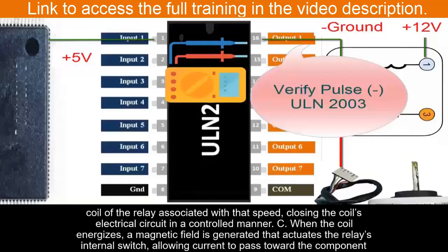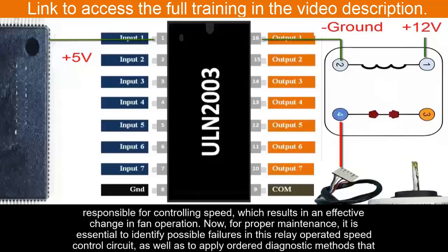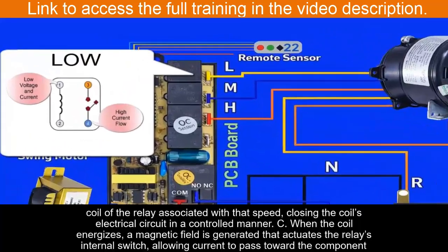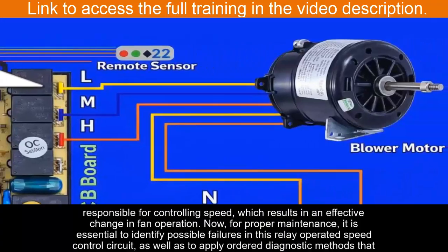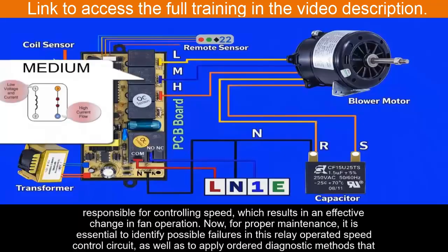B. The ULN2003, upon receiving this pulse, activates the ground signal, allowing current to flow toward the coil of the relay associated with that speed, closing the coil's electrical circuit in a controlled manner. C. When the coil energizes, a magnetic field is generated that actuates the relay's internal switch, allowing current to pass toward the component responsible for controlling speed, which results in an effective change in fan operation.